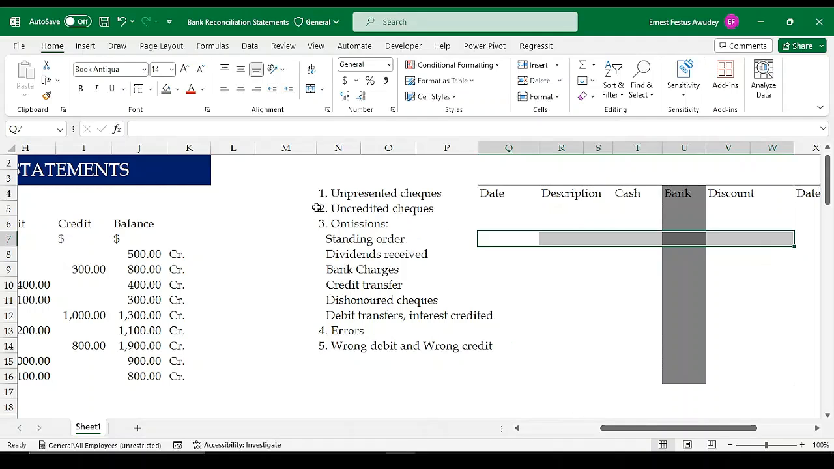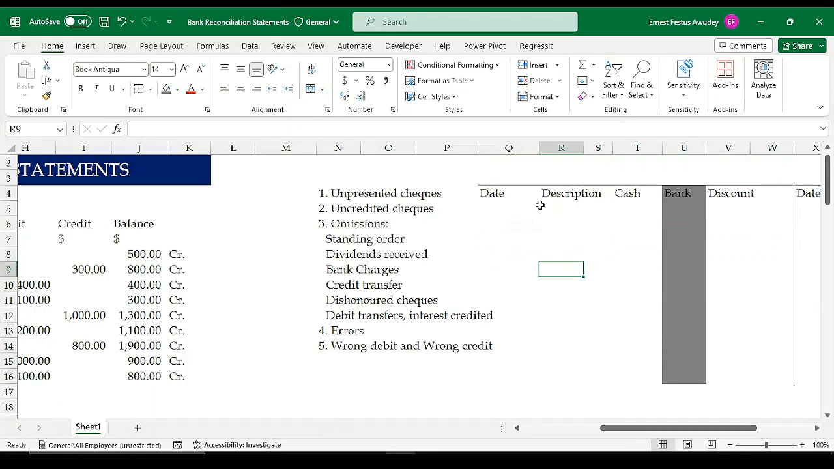So you have identified three so far: unpresented checks, uncredited checks, omissions, and then the fourth one is errors. With errors, we are talking about overstatements, understatements, transposition errors, and those are usually committed by the business in the cash book. For instance, you want to write an amount of 858, and you end up writing 585. That is a transposition error, and that is also an undercast.